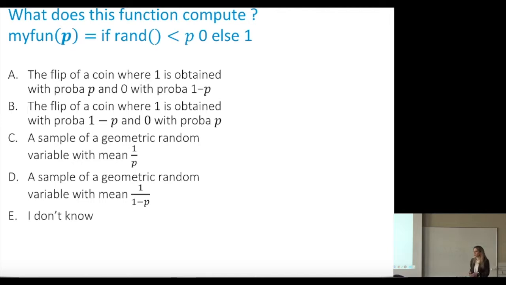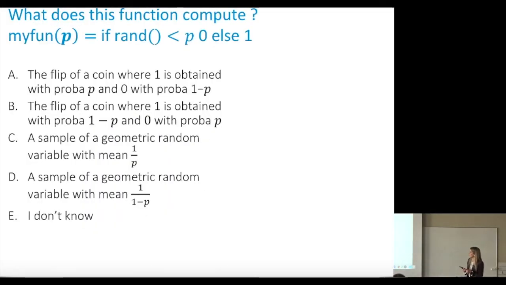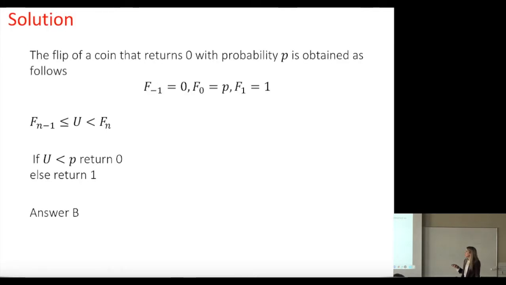Okay, so a question for you then. What does this function compute? My function p: if the random number generator is less than p, return 0, otherwise return 1. And all of you that answered correctly, the answer is B, but we will see why. So it's the flip of a coin where 1 is obtained with probability 1 minus p and 0 with probability p.